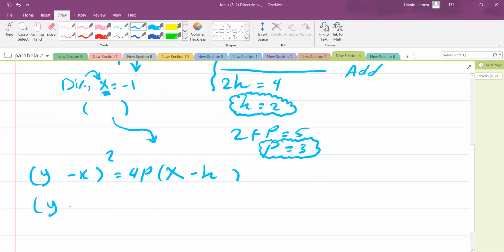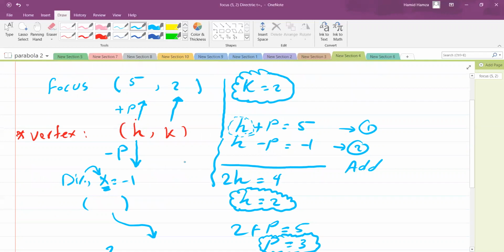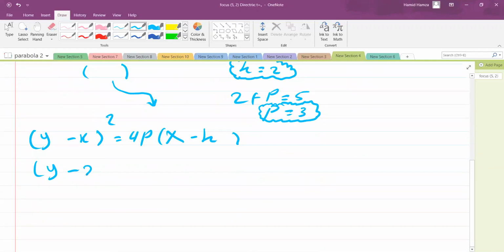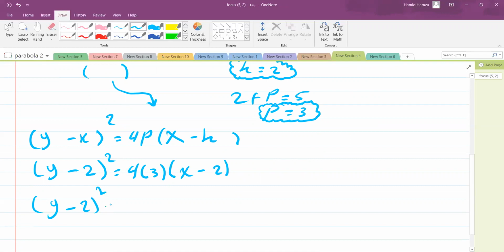So y minus, what is the value of k? It's 2. Power 2 equals 4 multiplied by b, which is 3 here, and x minus h, which is 2 also. Simplify. y minus 2 power 2 equals 4 multiplied by 3 is 12, x minus what? Minus 2. So this is the required what? The required equation. Okay, guys, does any one of you have a question?